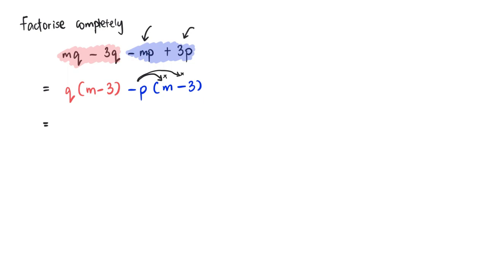And so, final answer, I saw that the m minus 3 is the common factor. I take it out, and I'm left with q minus p.